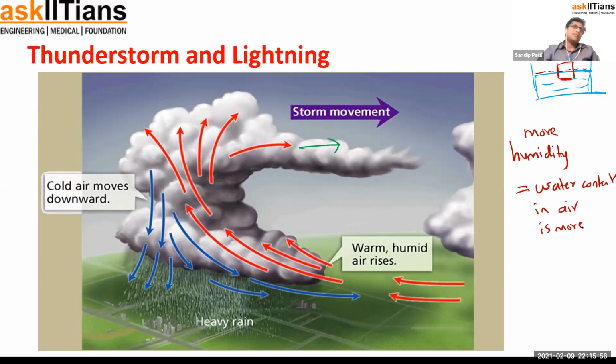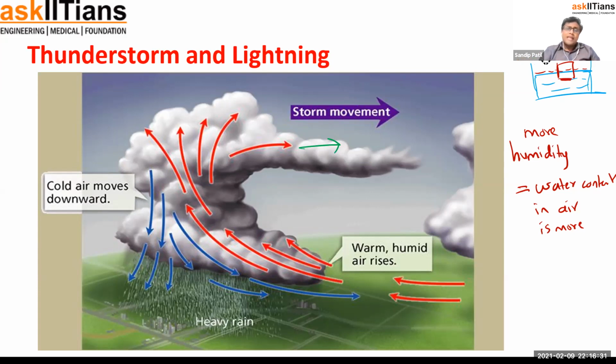Simple example: in rainy season, what happens? Our clothes do not dry very easily, right? In summer there is a lot of heat, so clothes dry very easily. But in rainy season, even if there is no rain, it takes a lot of time to dry those clothes. Why? Because the water content is more in the rainy season, right? Water particles are present in the air. That is more humid air.